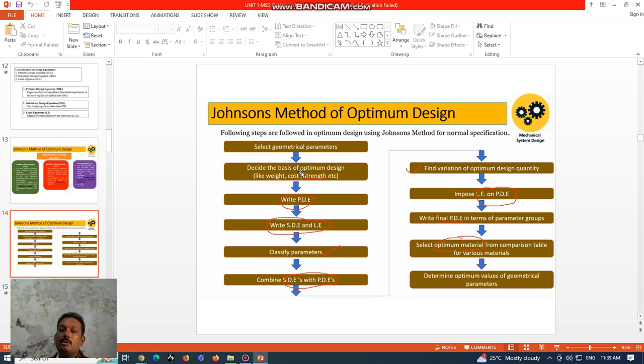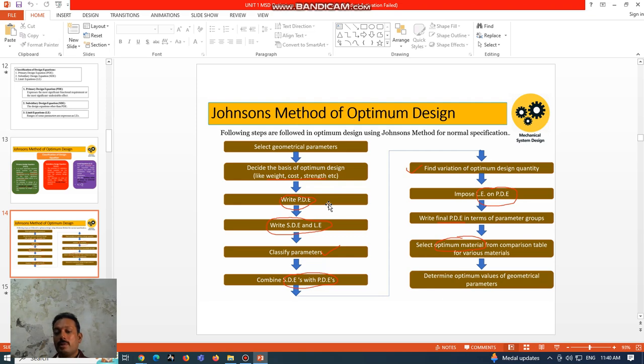Now the second step, decide the basis of optimum design. How are we deciding? Like weight or cost or strength. Based on this we need to decide. The third one is write the P.D.E. So the P.D.E. equation we need to write here.